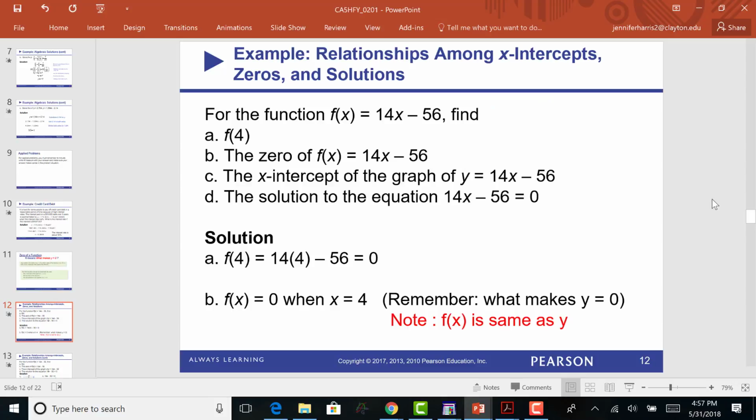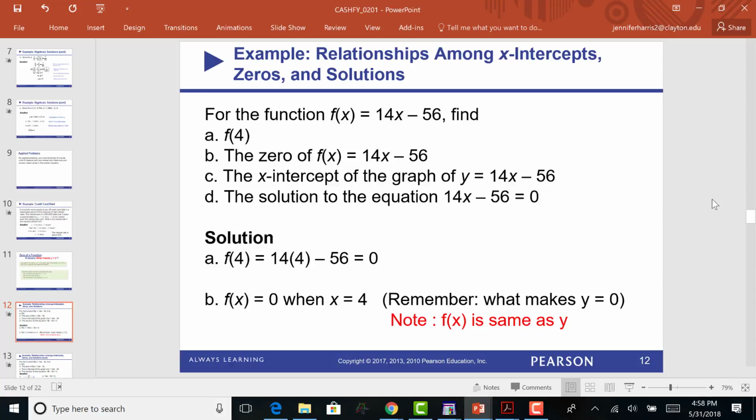Alrighty, so for the function f of x is equal to 14x minus 56, it says find f of 4. And notice in parts B, C, and D, it asks you for the 0, the x-intercept, and then the solution, which all mean the same thing. So for f of 4, what are you supposed to do when you see f of anything? Plug it in. Where are you going to plug it in at? The original equation or function that you're given. So you're going to plug in a 4 everywhere there's an x.